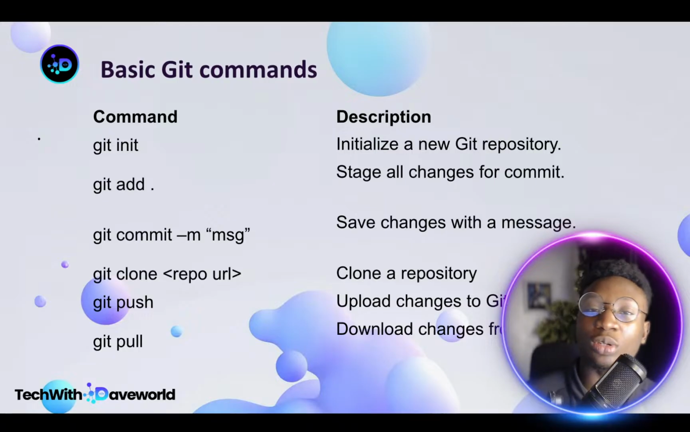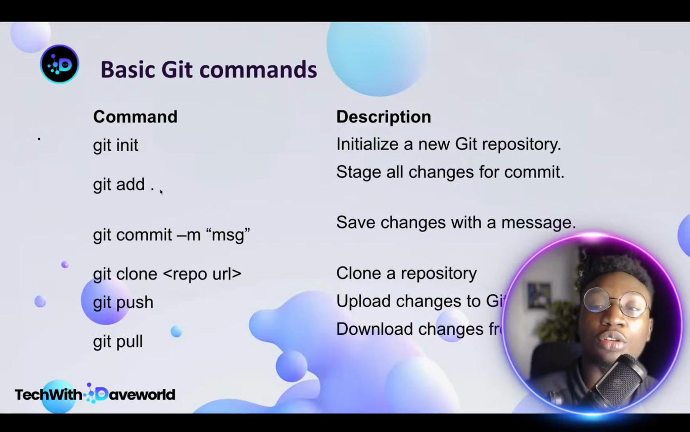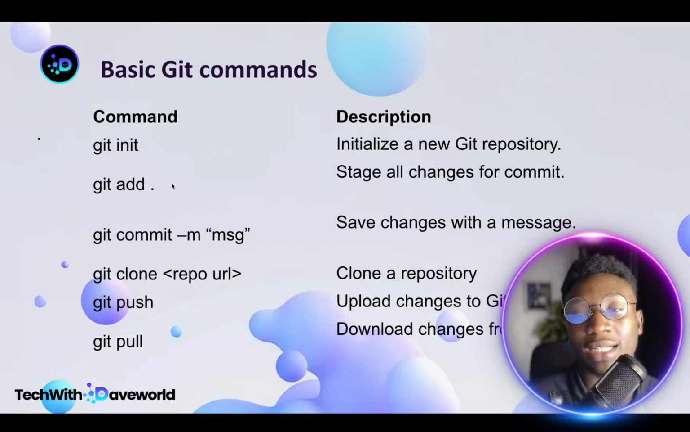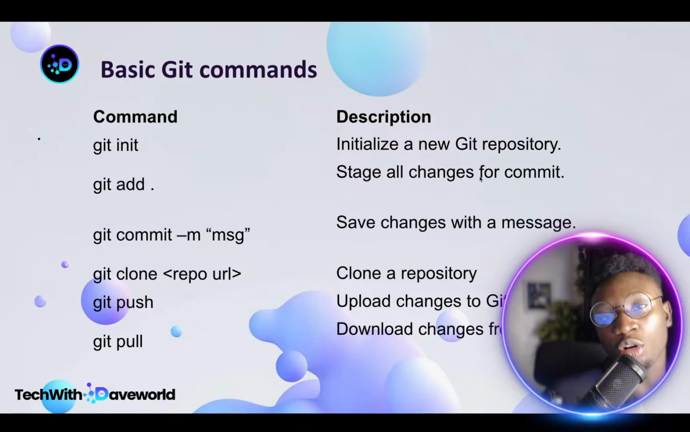All right. So next we also have git add then dot. What does this dot mean? It means telling Git to add all your files. So this dot means add all my files. If you want to add a particular file only, you can just say git add, then the file name that you want to add. Basically, once you do that, it's going to stage all changes for commits.